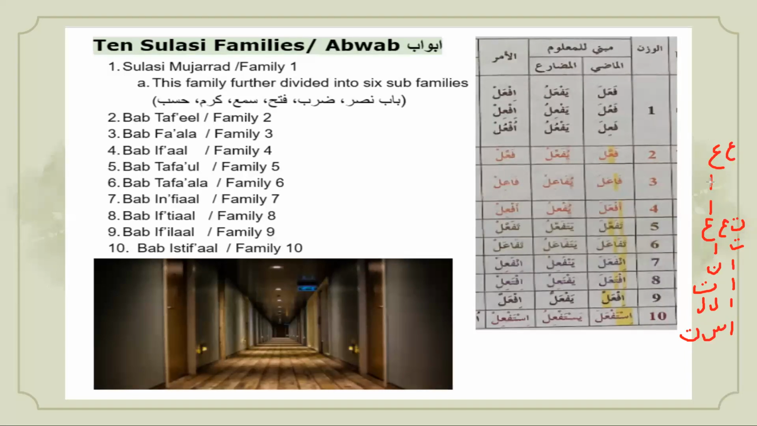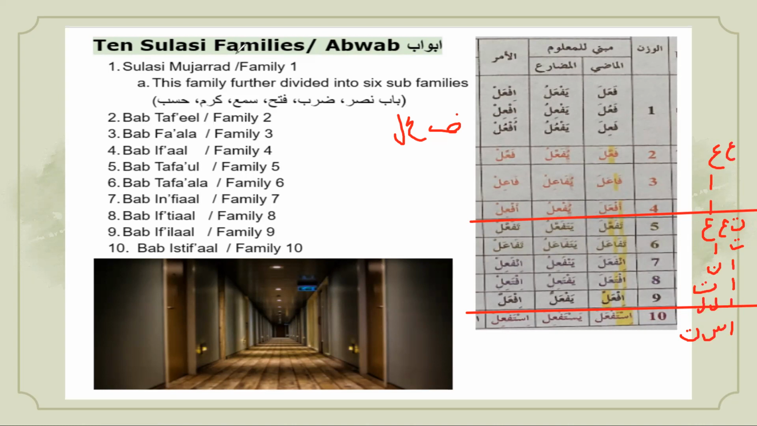So from second to fourth, you have 1 additional letter, and ain gets double. So just 1 letter is additional. And from 5 to 9, you have 2 additional letters, and in family 10, you have 3 additional letters. So suppose fa'ala, you have 3 root letters: fa, ain, and lam. Why are these families called doors?